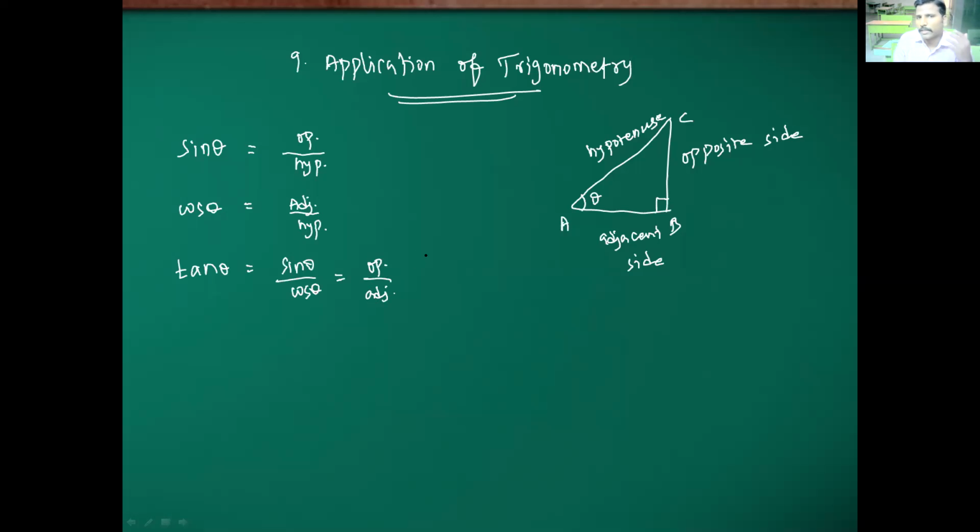Apart from that, what is required, sir? Angles. What are the angles? 30 degree, 45 degree, and 60 degree. These 3 are the standard values for this chapter. So here you need to remember sine theta, cos theta as well as tan theta. Sine 30 is 1 by 2. Sine 45 is 1 by root 2. Sine 60 degree is root 3 divided by 2.